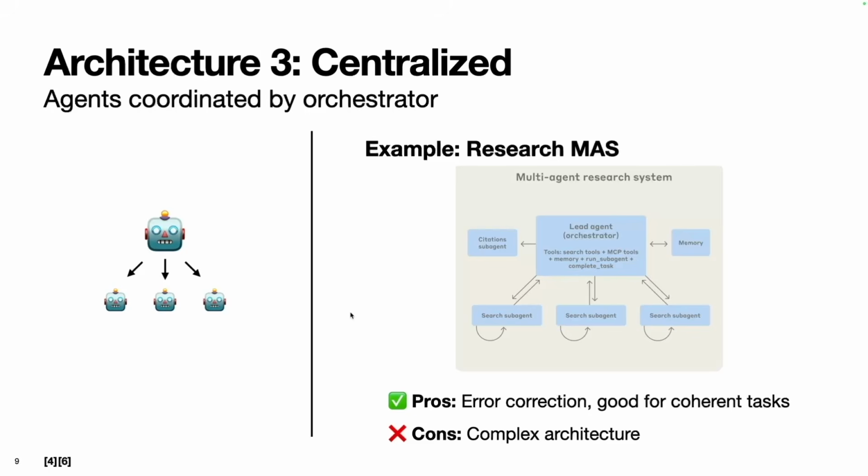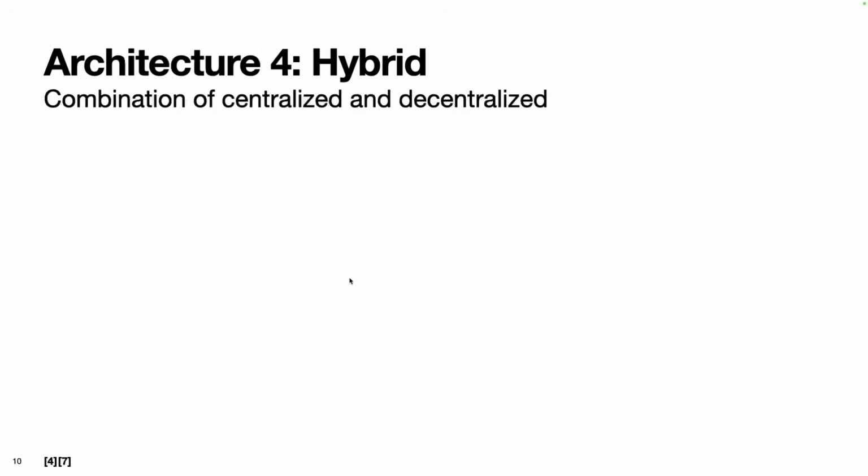The cons, of course, is that this architecture is pretty complex, and then again, designing the harness is going to be non-trivial. Finally, we have architecture 4, which kind of gets the best of both worlds of centralized and decentralized. Instead of just having the lead agent be the only one talking to the various sub-agents in the centralized architecture, a hybrid approach allows some or all of these sub-agents to talk to one another.